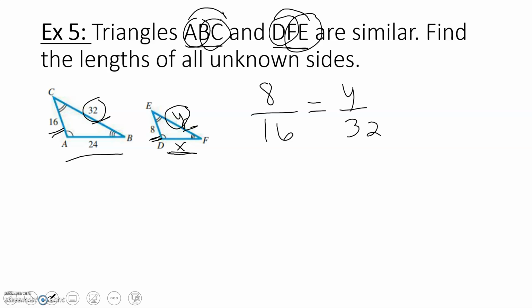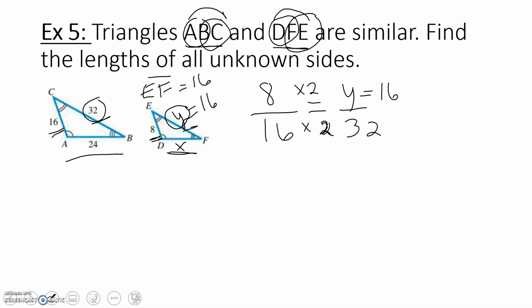Now there's 2 ways I could solve this. I can look at this and say, well, 16 times 2 is 32. So if I multiply the bottom by 2 to get to 32, then I'll do the same thing to the top. So that would tell me that Y is equal to 16. So that means the length of the side EF, and we usually write the letters with a line on top, equals 16.